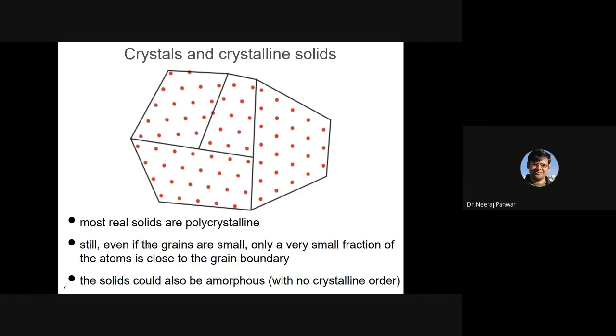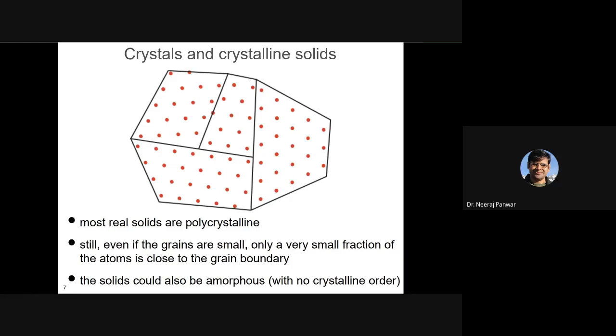These are known as crystallites, and some people call them grains. So you can call them crystallites or grains. Different people call them crystallites or grains. Here in a polycrystalline material, the grain size is small, and only a small fraction of the atoms is close to the grain boundary.